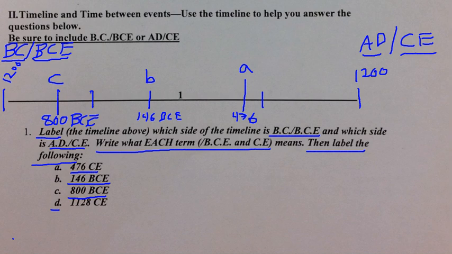And the last one is 1128. That's the one that we used to decide how to scale our line. And that's going to be pretty close to 1200, but not quite there. A rough estimate, I'm going to go right about there with that. And that's event D, 1128 CE, or if you prefer, 1128 AD. They both mean the same thing.